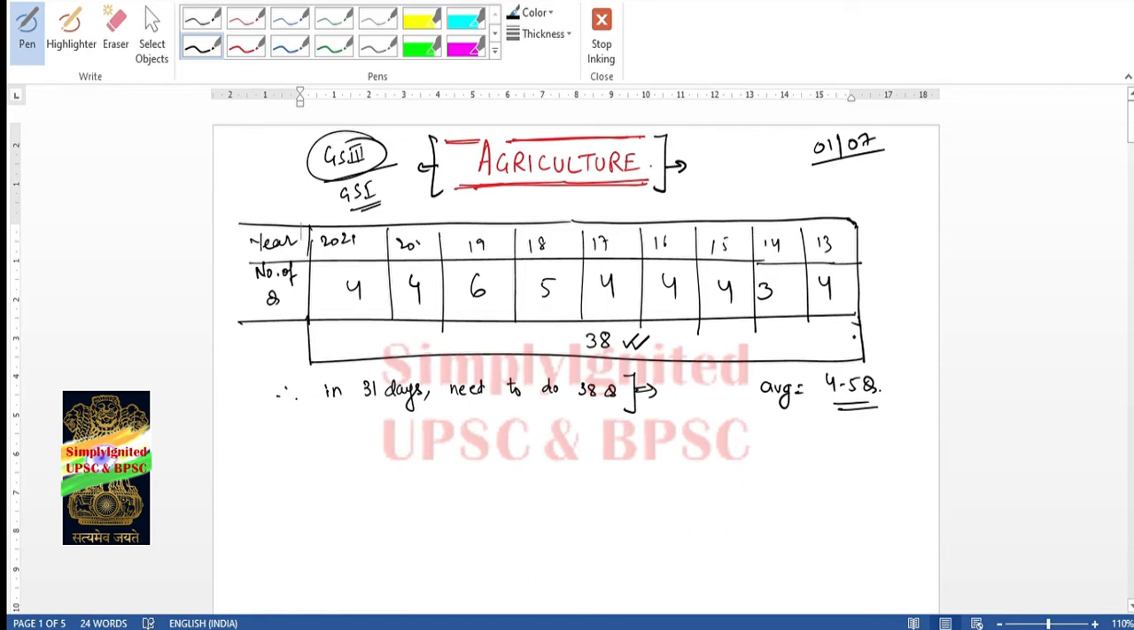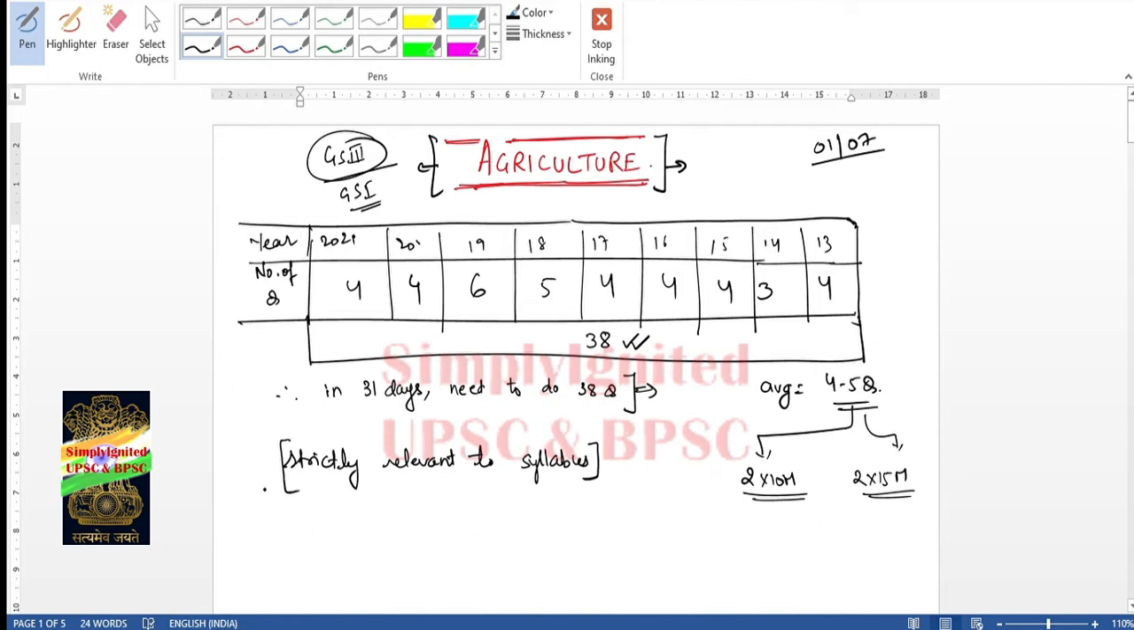Okay, so some years we had even 6 questions, like in 2019 we had 6 questions from agriculture, but in general 4 to 5 questions. The breaking is 2 10 marker and 2 15 marker. They ask like this. Okay, so this is the breaking of this question. Therefore we have 4 questions from this, and questions are strictly relevant to syllabus. They do not deviate from syllabus. When you see, you will understand that they always ask the question from syllabus.